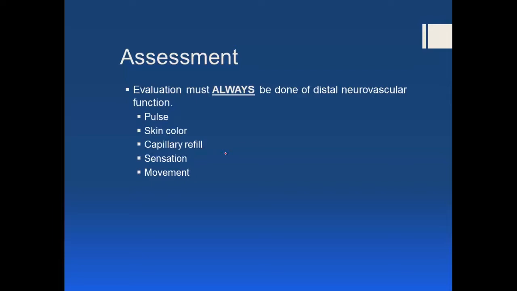So here's the thing. I mentioned the distal neurovascular function. Remember, neuro is nerve and vascular is blood vessels, right? So check the nerves, check the vessels. We want to assess pulses, skin color, capillary refill, sensation, and movement. We want to make sure that all of those things are present, and we want to be sure to document them.